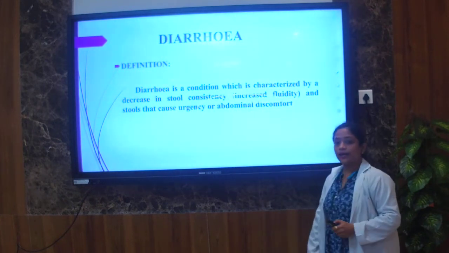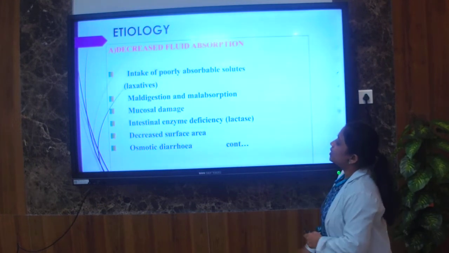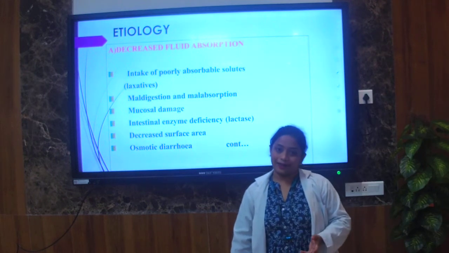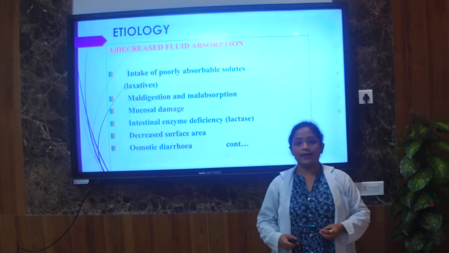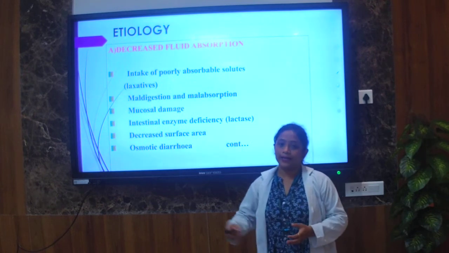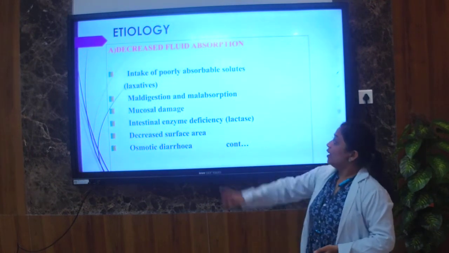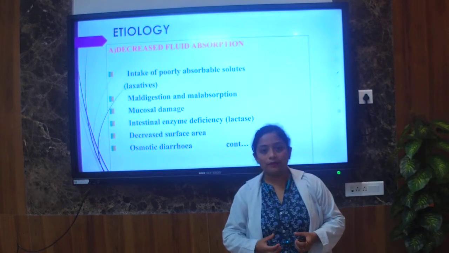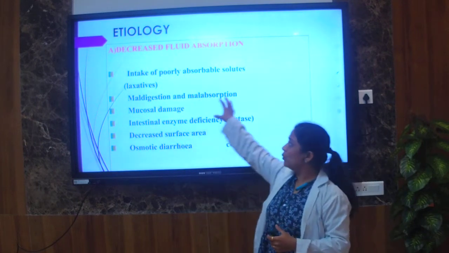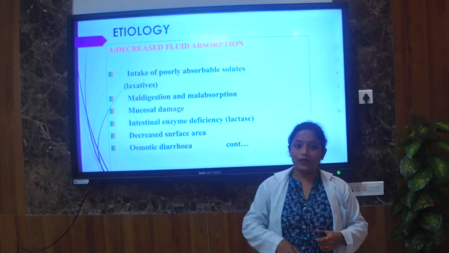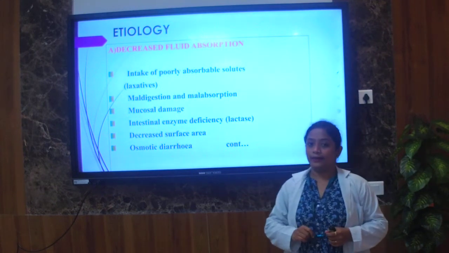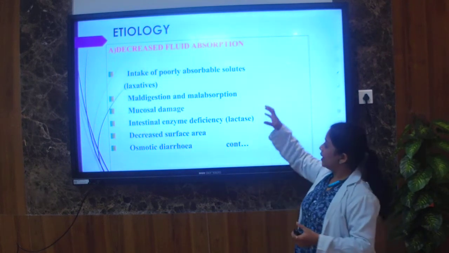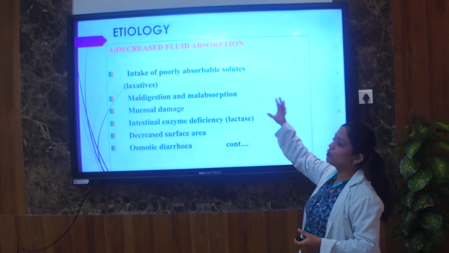Okay, all clear guys? Okay, so next is etiology. What do you mean by etiology? Etiology is the cause factor. Why is diarrhea there, or what is the reason for diarrhea? Let's see about it. The first is decreased fluid absorption. When a person's intake of fluid is very low, it definitely causes diarrhea.